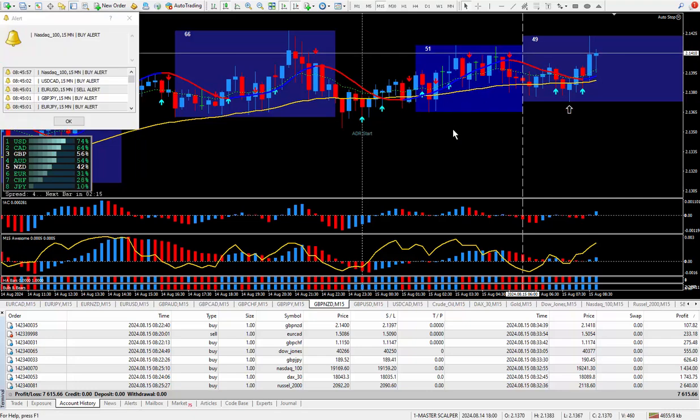This system has the Master Scalper, that's this moving average, which changes from blue to red, and of course it has these arrows, they're called the super signal indicator. Now you'll get an audio sound and this pop-up box suggesting to buy and or sell.